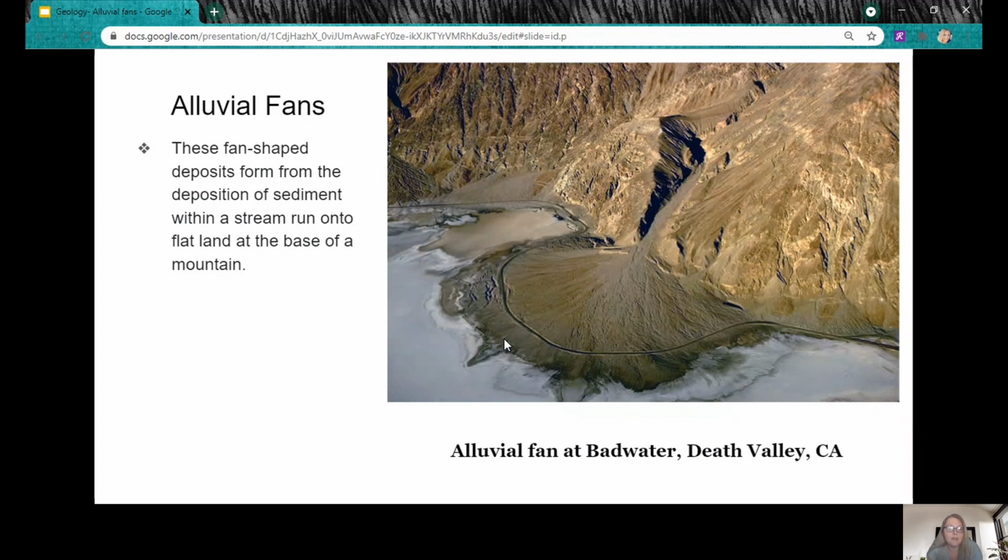So the alluvial fans are fan-shaped deposits that form from the deposition of sediment within a stream that runs onto the flat land at the base of the mountain. You can see where it's run down the side of the mountain and looks like roots of a tree at the bottom. And this is the alluvial fan in Badwater at Death Valley. So it's a part of the first picture that we saw.